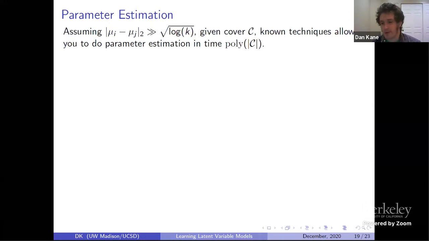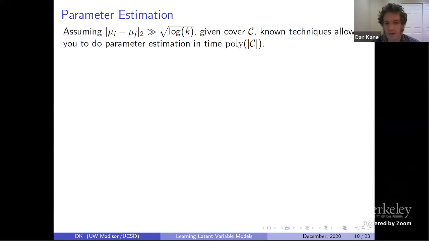Now, for parameter estimation, things were already pretty good, but we actually still get some improvements. So we still need to assume some sort of separation assumption. Let's assume that the mu i, mu j each differ by about square root log k pairwise, and that we have this cover C. Now, there are some basically known techniques that allow you to do parameter estimation given this in time polynomial in the size of the cover, basically by using the cover to do clustering of points.